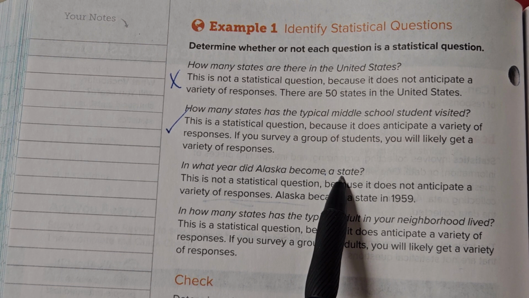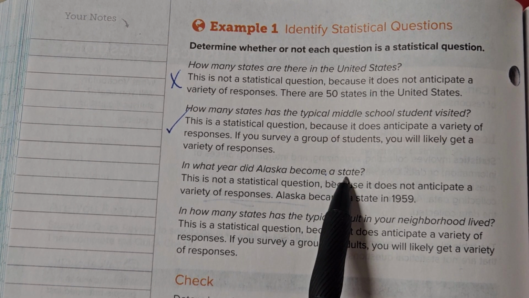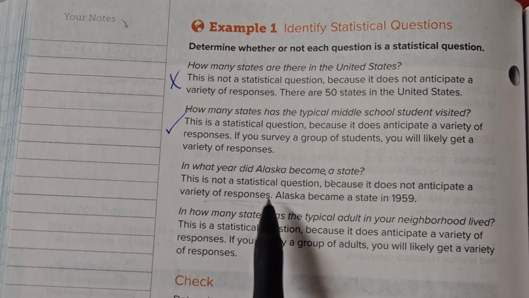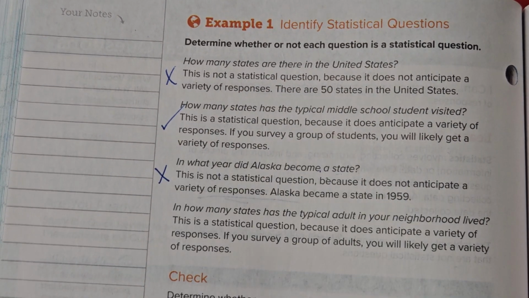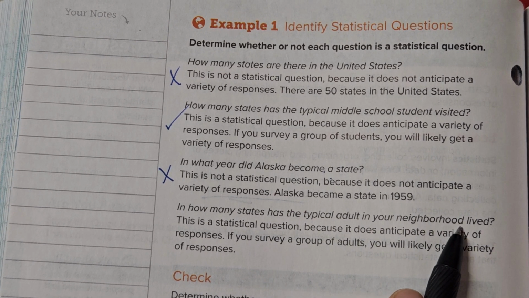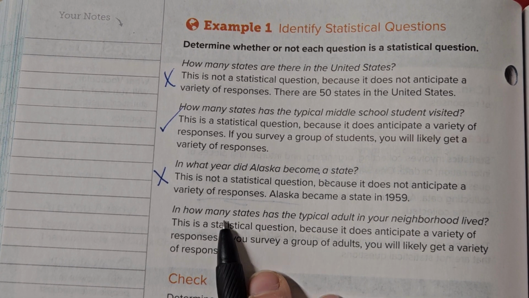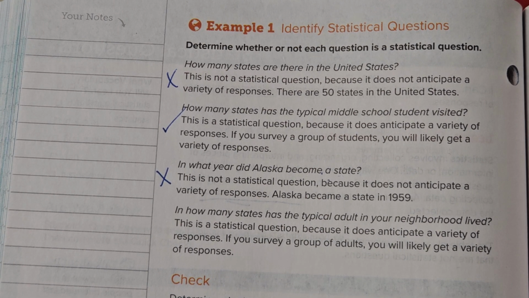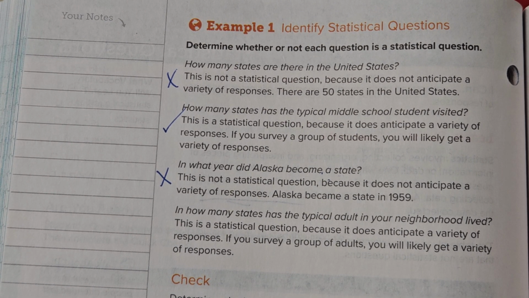Well, that's just a thing. Like, we just know that. It became a state, coincidentally, 100 years after Oregon became a state. So not a statistical question. That's just a fact. And how many states has the typical adult in your neighborhood lived? Oh, that's statistical. Because now we're trying to figure out how many, and we could ask somebody, and it would be different, probably, between different people.